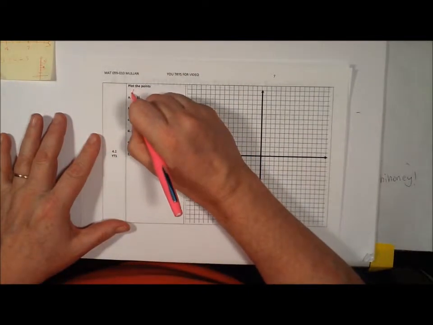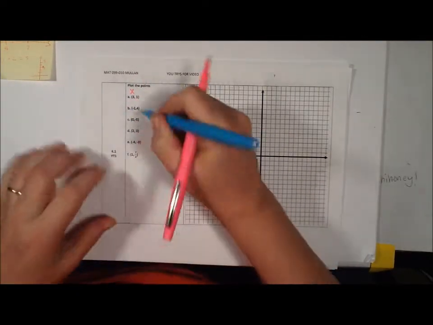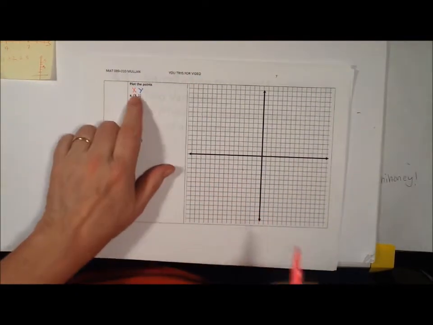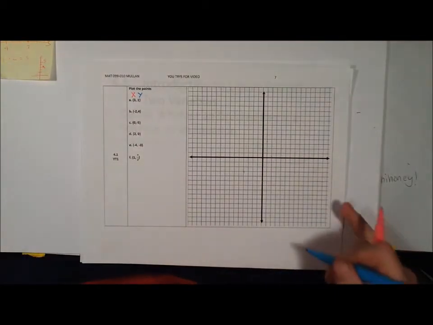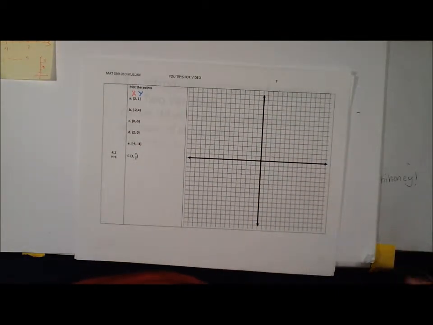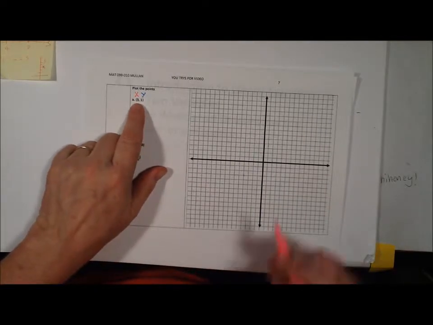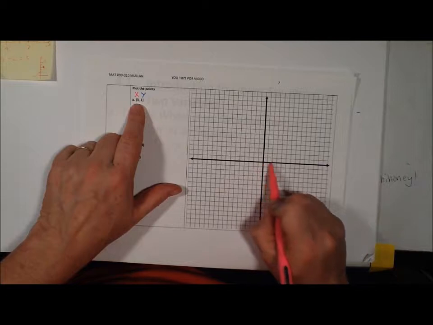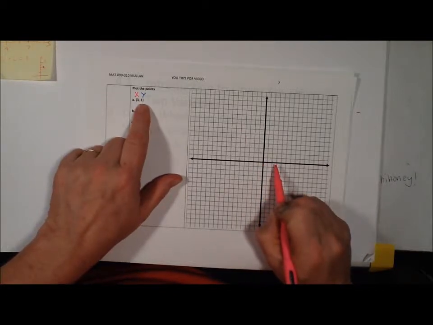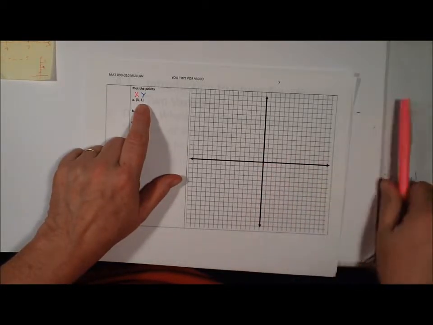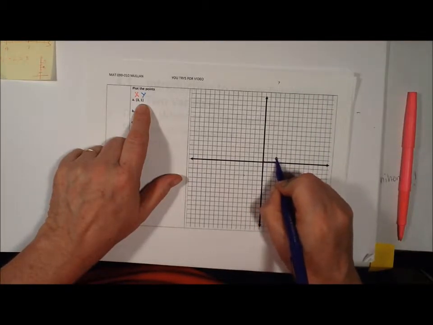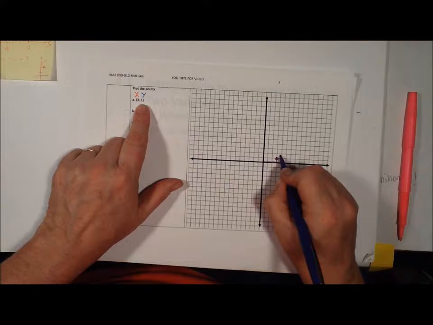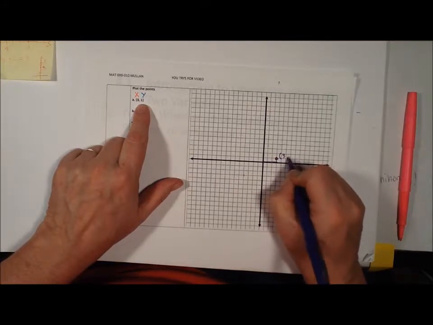First of all, I want you to remember x, then y. And if you notice, this is alphabetical. So x always comes first, because x comes first in the alphabet. So I'm going to look at my first number, and that's positive 3. So I'm going to go over 3. And then my y is up 1. So I went over 3, up 1. And the address for this point is 3, 1.